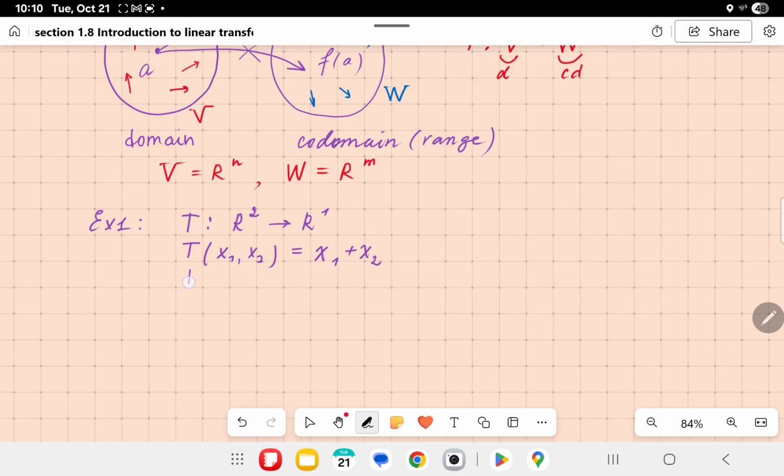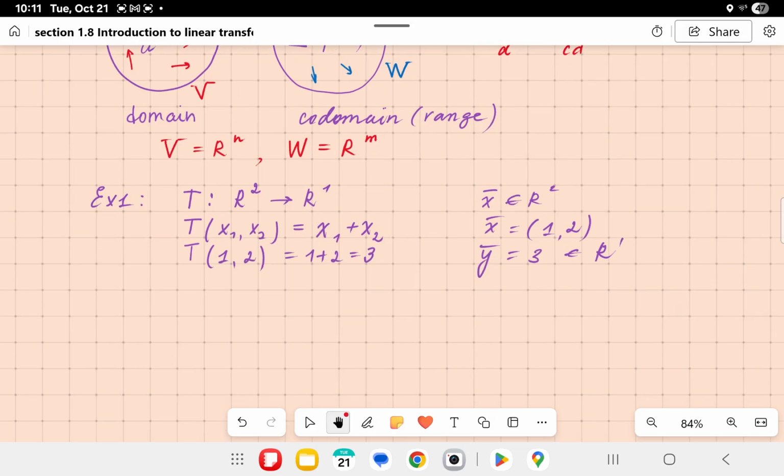Numerical example. Let's imagine somebody gives us a vector x, which belongs to R2, and this vector x is actually 1, 2. What is going to be the image of that vector x? So T of 1, 2, according to my formula, is supposed to be 1 plus 2, which equals 3. And that's going to be a number, and you can label it as you like, for example, y. y is going to be equal to 3, and that's going to belong to R1. Okay.